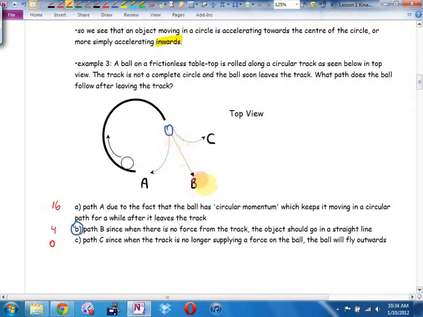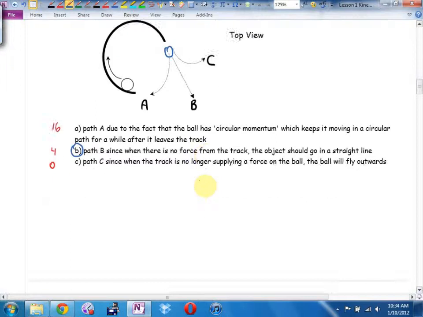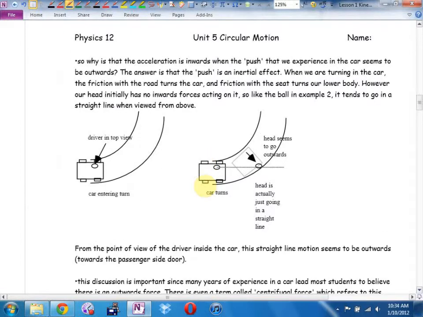The problem is most of you, your experience with circular motion is going around a corner quickly in a car. So why is it that the acceleration is inwards when the push that we experience in the car seems to be outwards? The answer is the push is actually an inertial effect. It's your mass. When we are turning in the car, the friction with the road turns the car, and the friction with the seat turns our lower body, but our head, which initially has no forces acting on it, wants to keep going in a nice straight line. And you have to then exert a force using your neck on your upper torso and head to get it to move to the center.